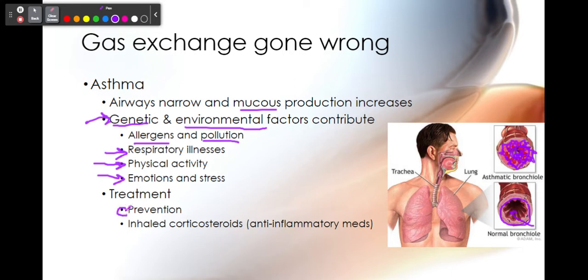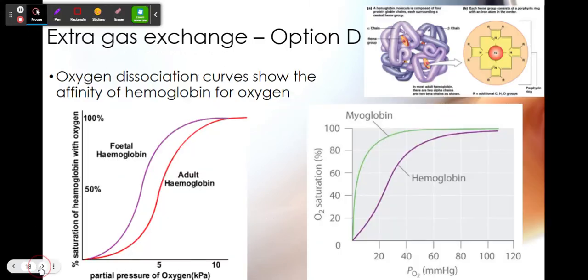Treatment: the best thing is to prevent it, to know what your triggers are and avoid those. And then people can also have their inhalers. They're steroid medicines that will reduce the inflammation on the insides of their lungs so that they can breathe again.